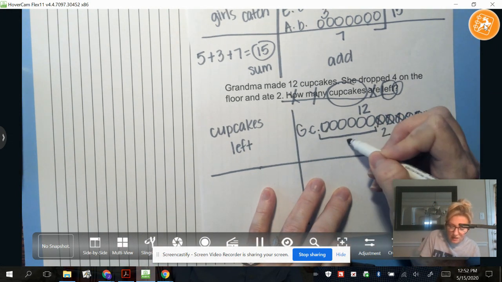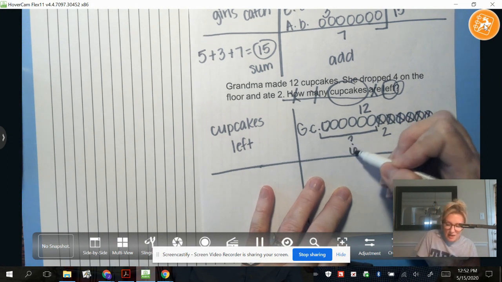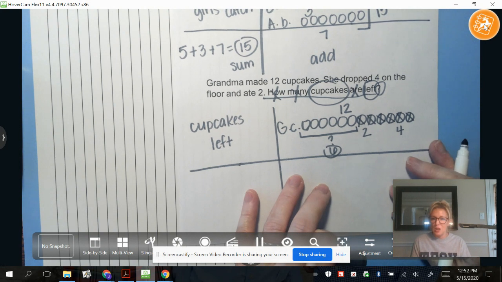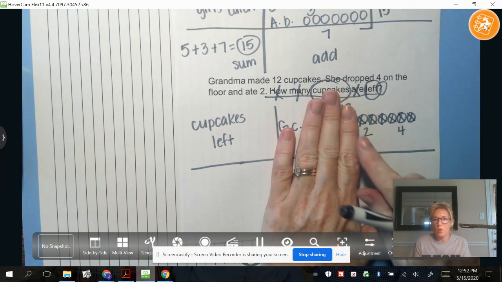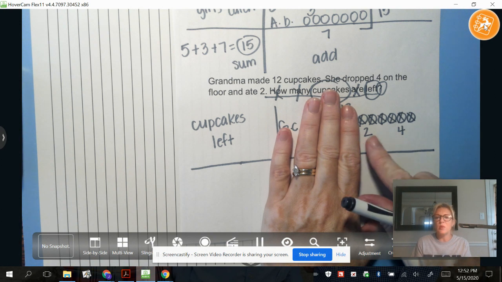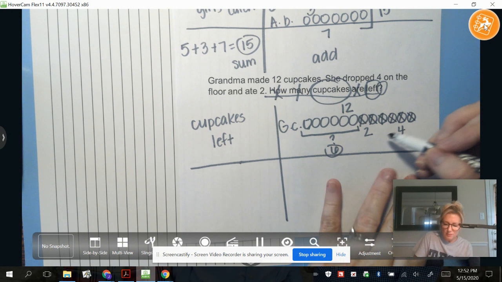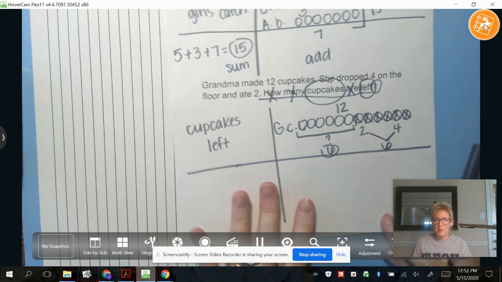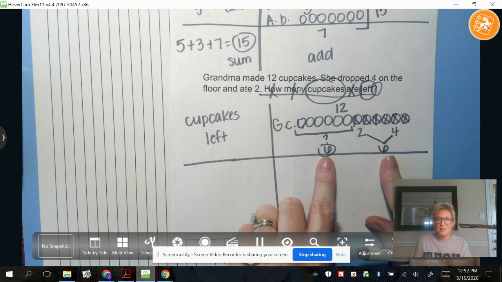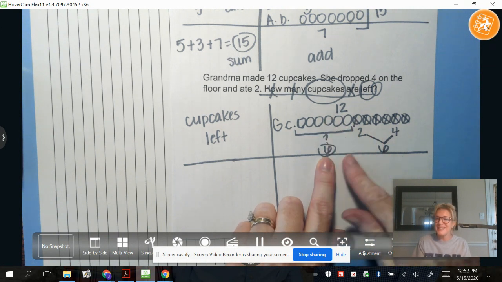We're going to bracket and question mark. And how many is that? Yeah, 6. Now, something interesting is happening here. So what we have over here, take a look at what we took away. We took away 4 and then we took away 2. Well, how many did we take away if we took away 4 and 2? That's 6. So we have this model broken up now into 6 and 6 and 12. Do you see it? So now all of a sudden it's a double.